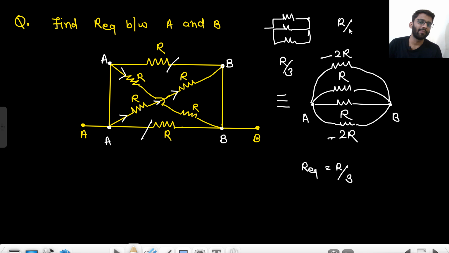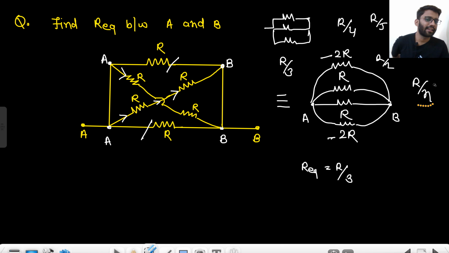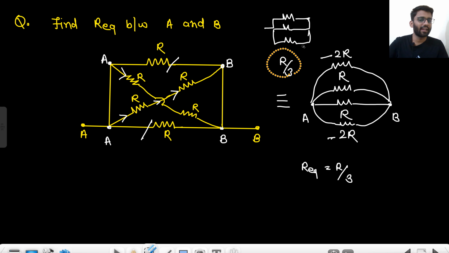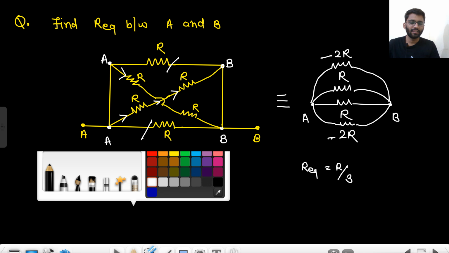If 4 are there, it will give me R by 4. If 5 are there, it will give me R by 5. If 2 are there, it will give me R by 2. If n are there, it will give me R by n. If n resistances are connected in parallel, what will be the equivalent resistance? It will be R by n. You can derive it on your own. It is very easy, right?